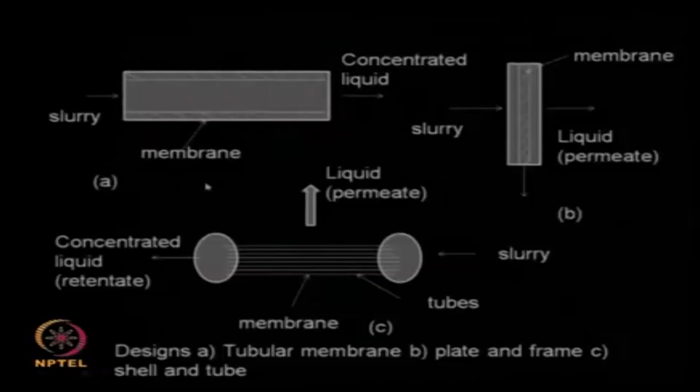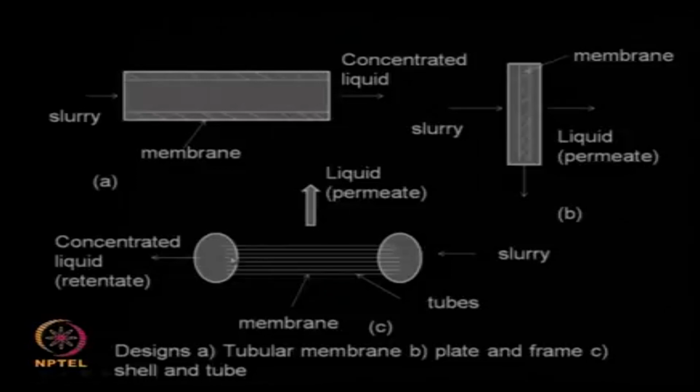Okay, so these are simple schematics of the different types of membranes. In a tubular membrane, you have a long tube whose walls are made of membrane material. As I said, it could be an organic material, a natural material, or a composite. Your slurry flows in and the solvent flows out through these walls, and you get concentrated liquid. This is a plate and frame design. Surface area per volume is low here; you have the membrane here and slurry flows in. If I want to increase the surface area, I will put in many plates, that is the whole idea. If you look at the shell and tube type of situation, we have a lot of tubes.